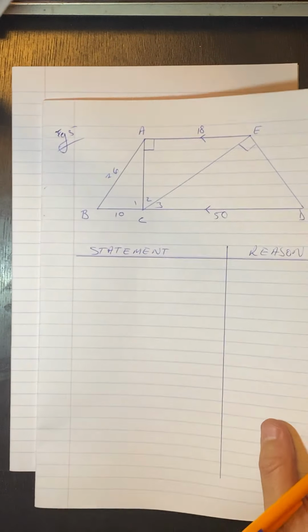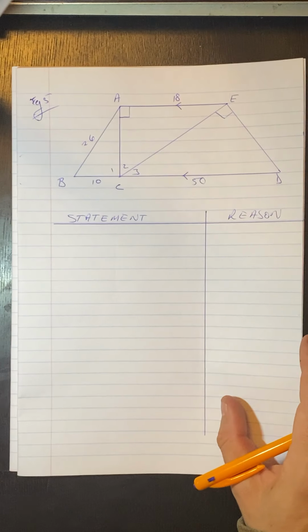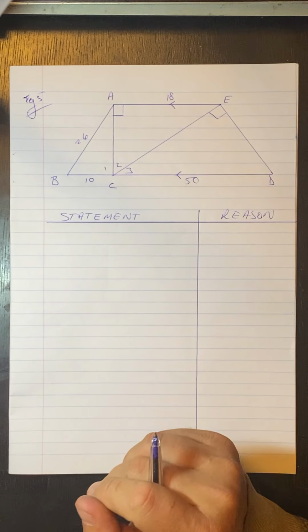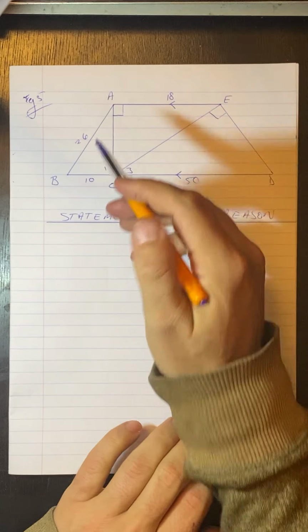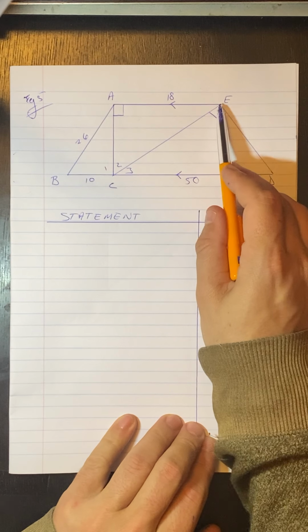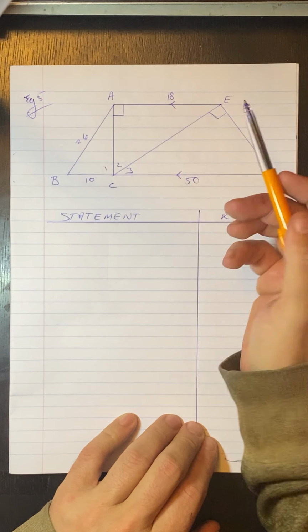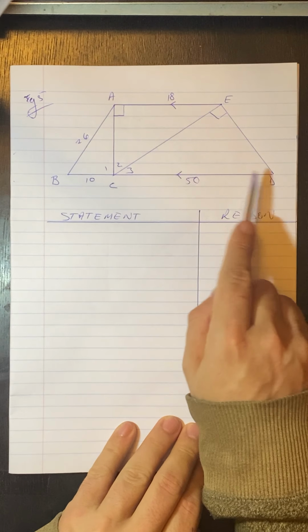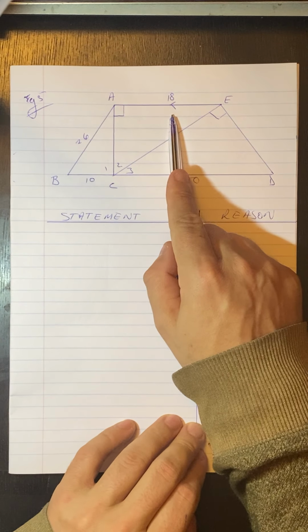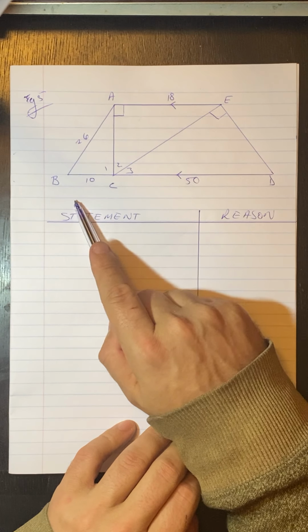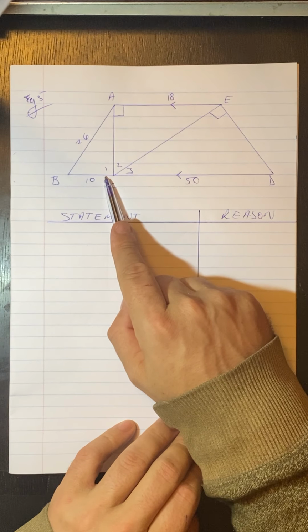Okay. Moving on to the last example. The last example looks a little bit hectic, but it's not too bad. They're telling us that ABDE is a trapezium. So what that means to us, it means that this side is parallel to this side. And I've marked that with the little arrows. They told us, why is angle C1 equal to 90?